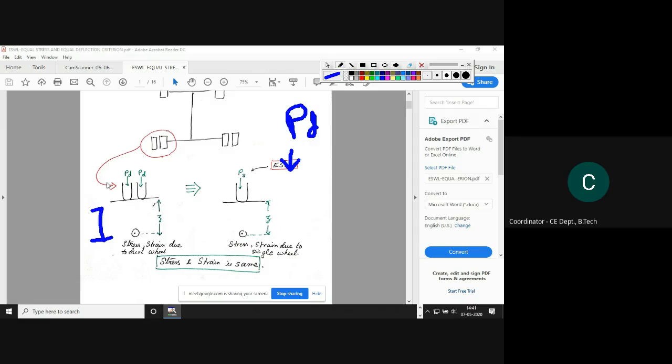Now I have to convert this into a single load in such a way that the stress or strain that this wheel load will generate at the same depth will be equal to the value generated by the dual wheel load.